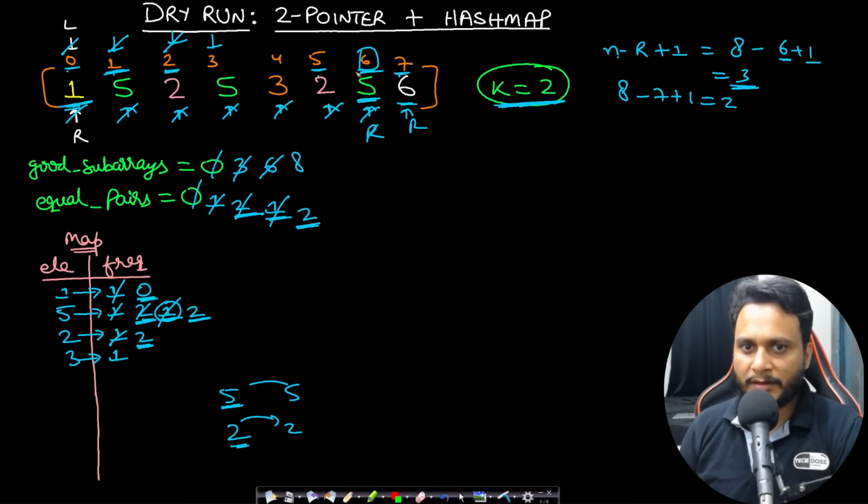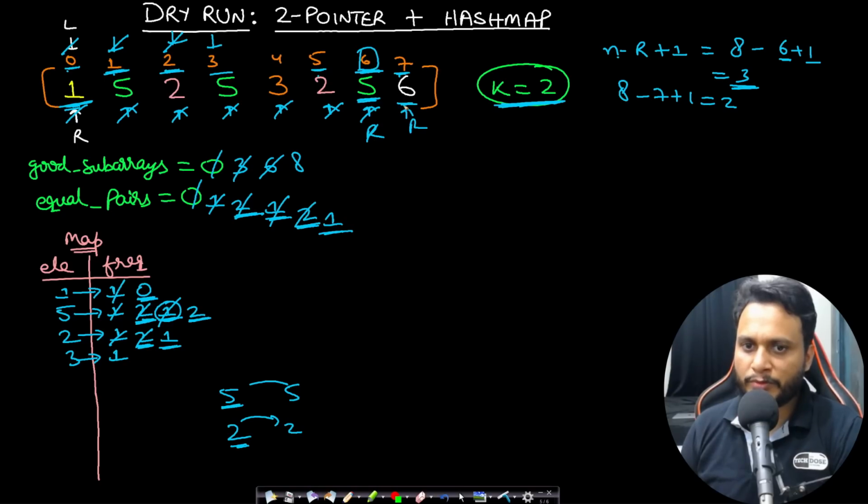Okay. But actually our end point is 6. So now if we are losing this index 2, then you have to decrease the frequency by 1. And since the frequency is 1, we will be losing one equal pair. So this will become 1. And now 1 is less than k. So 3 to 6 is not valid.